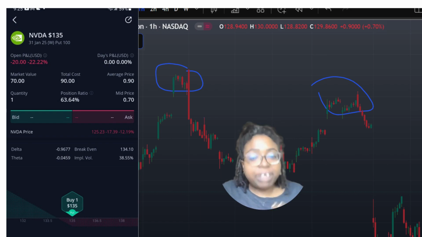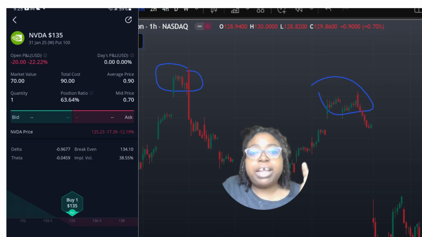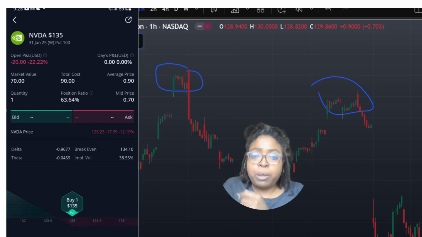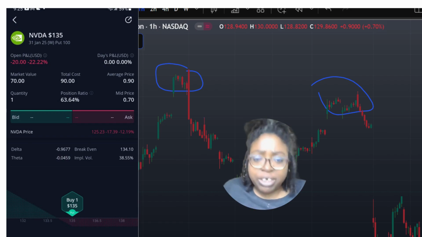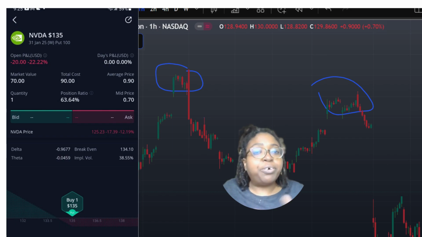By the close of the day, we got that one little green candle that you see there, and that is why I was down $20 at the end of the day Friday. So sometimes you're in trades and they don't go green immediately. They don't go the right way immediately. And then sometimes you get in the trade and you're going good, good, good, and then this happens, a small pullback of sorts.